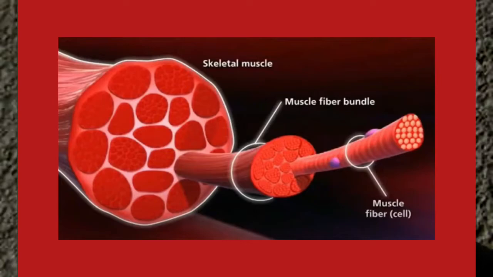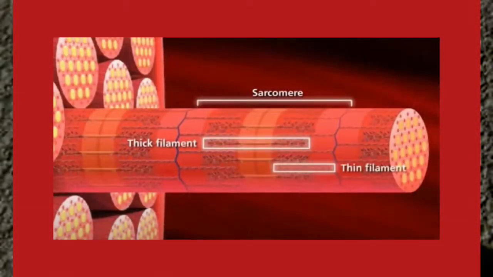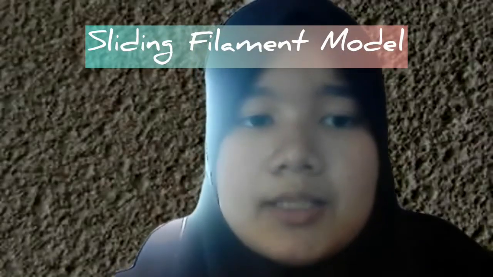A muscle contains bundles of muscle fiber, and a muscle fiber has many myofibrils that are divided into sarcomeres, which are contractile. In this sarcomere, we have lots of actin and myosin. Both of these filaments work together to move our muscle during contraction. The movement of actin filaments in relation to myosin filaments is called the sliding filaments model of muscle contraction.